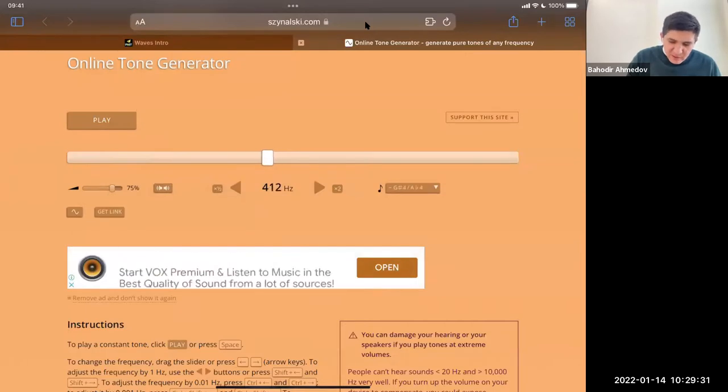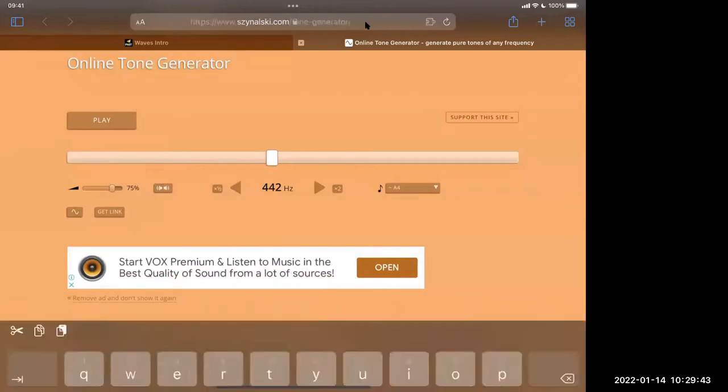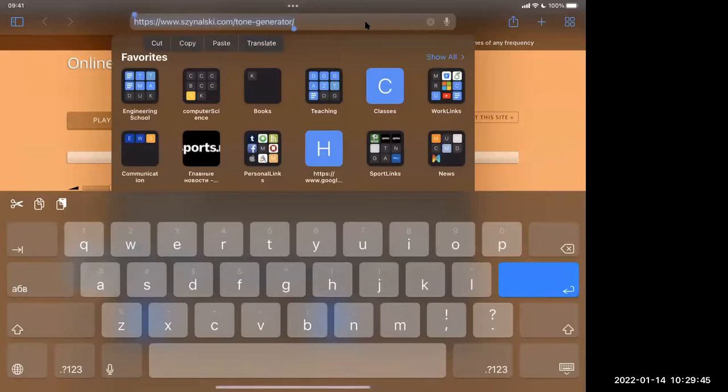Do you have any ideas how we can create the two signals which are going to be played one just after another? Yes. You can open one window. Yes, new tab. Yeah, cool. Copy.